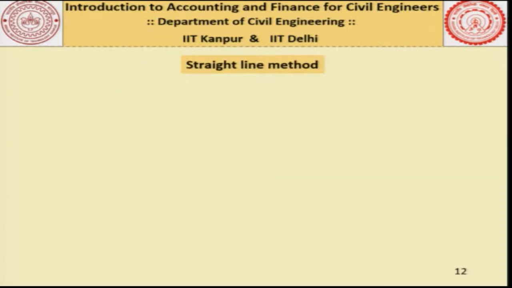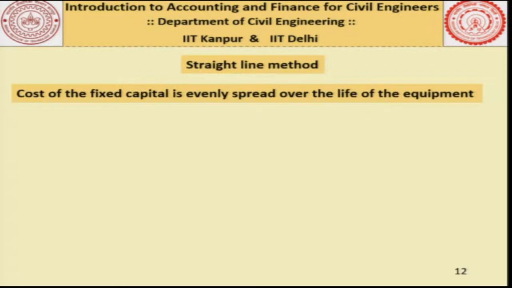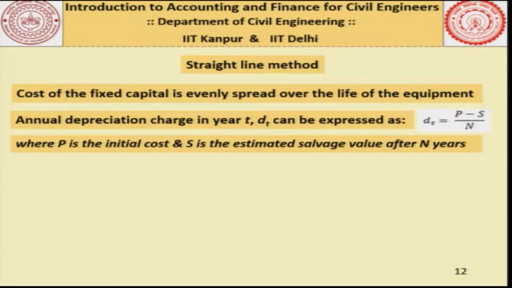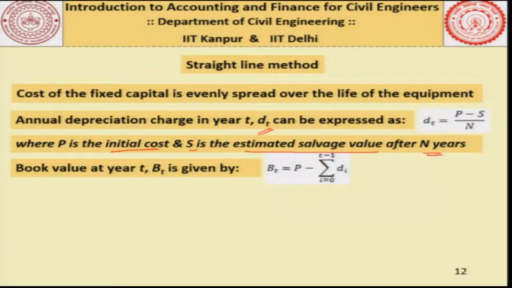As far as the straight line method is concerned, it considers that the cost of the fixed capital is evenly spread over the entire life of the equipment. What it means is that the annual depreciation charge in a year T, which is given as D_T, can be expressed as (P minus S) upon N, where P is the initial cost, S is the estimated salvage value of the equipment after n years. And this means that the book value at year T, which is given as B_T, is nothing but P minus the sum of all the depreciation which has happened till that point in time.